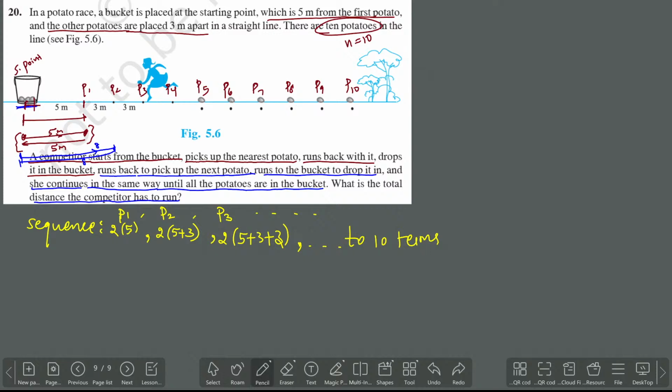We have to add 9 3s and plus 5 into 2. You have to write that if you want to go. Okay, but I'm not doing that. So this is till P10, potato number 10. I'm doing it like that. Is it okay, children? Now, what is the sequence forming? 2 5s are 10. And here 8 2s are 16. And 22. It's going to 10 terms. Now I'm going to check this.